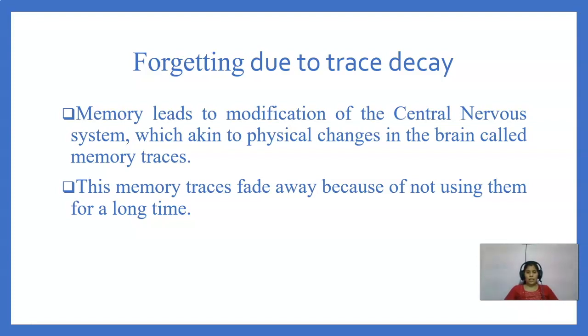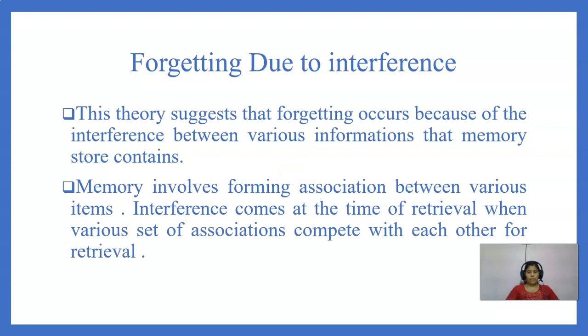But this theory is criticized because, according to it, if we don't practice something, then we are going to forget it. Then we should forget things after sleep also, because during sleep we are not actively practicing. But it is observed that people's memory does not decline after sleep; even their memory of the particular thing improves after sleeping. So from this criticism comes the second theory which explains forgetting, that is forgetting due to interference.